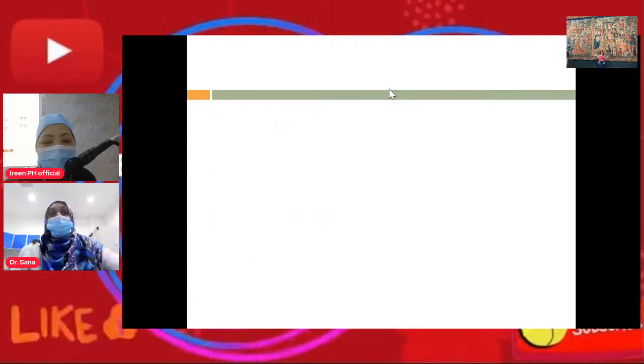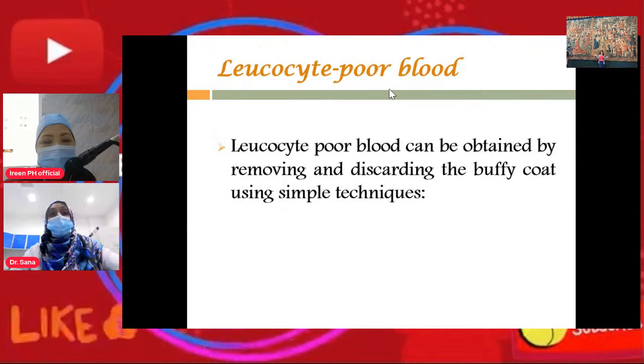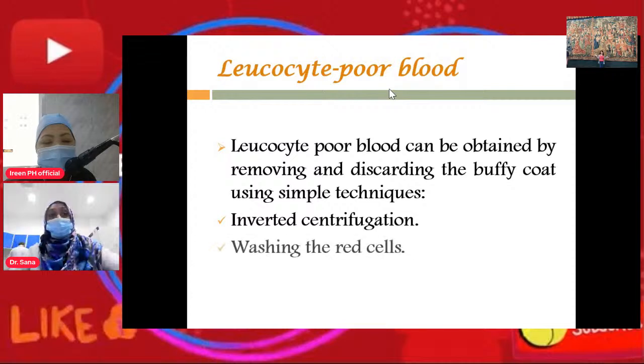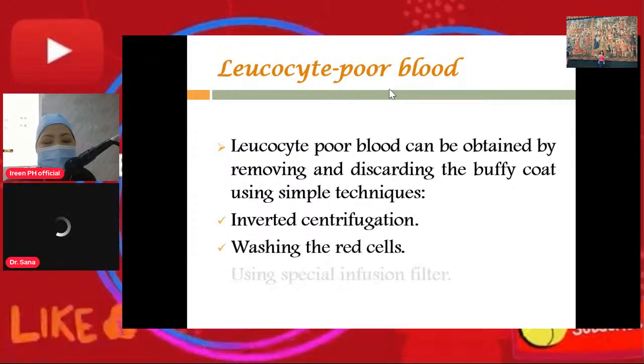Leukocyte-poor blood can be obtained by removing and discarding the buffy coat using a simple technique, inverted centrifugation, then washing the red cells using a special infusion filter.